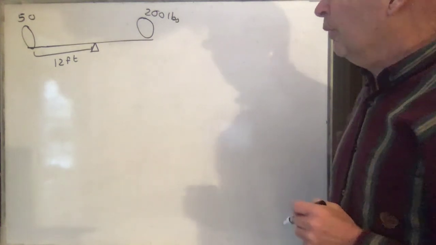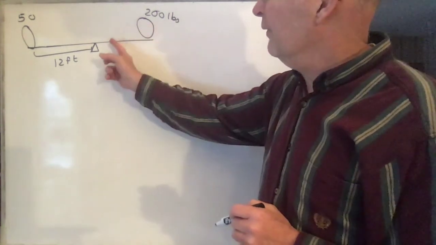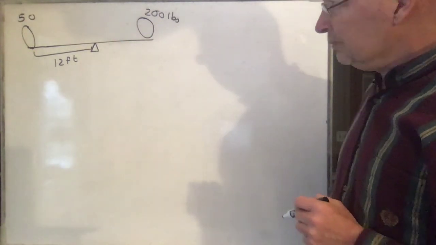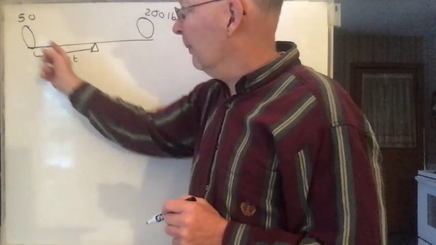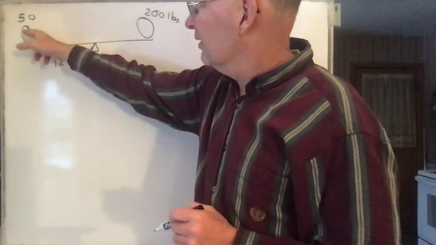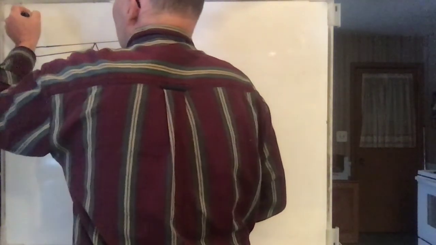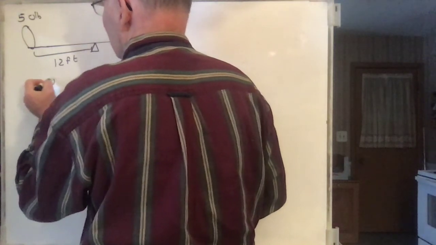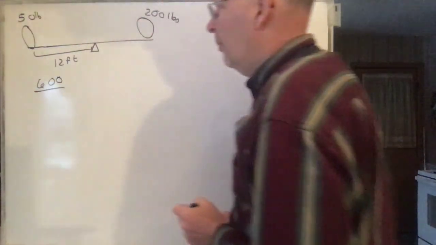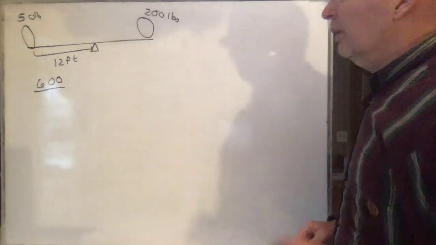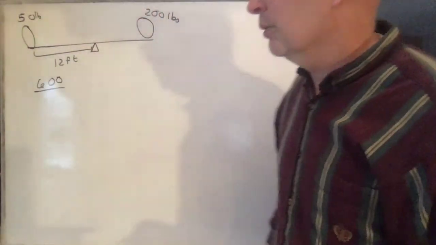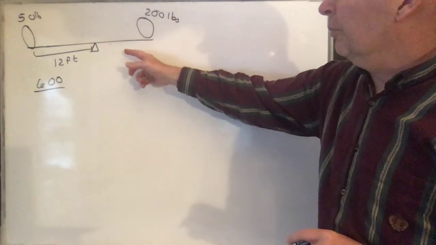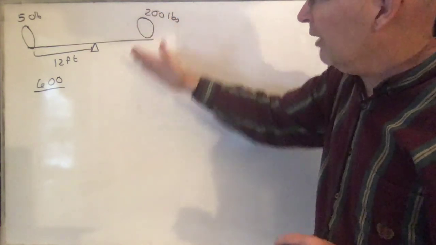And if you've ever played with one of these yourself, you realize that, of course, the heavier you are, the closer you need to sit to the fulcrum. And all you do is multiply these two numbers to find what's called the moment. It's not the weight, it's the moment. So 50 times 12 gives 600, the moment going counterclockwise. And so you also need 600 foot-pounds going in the clockwise direction.